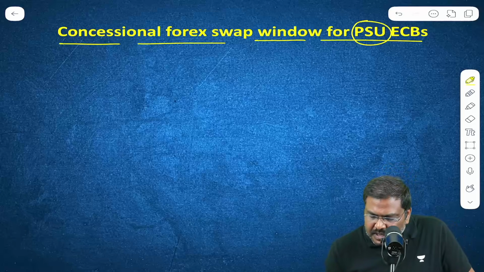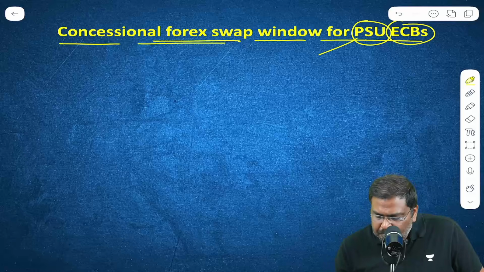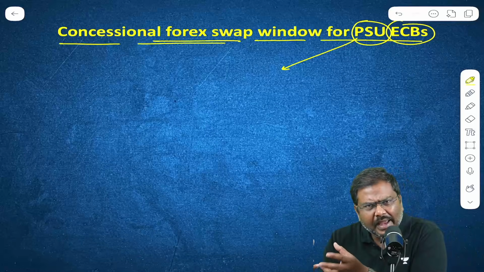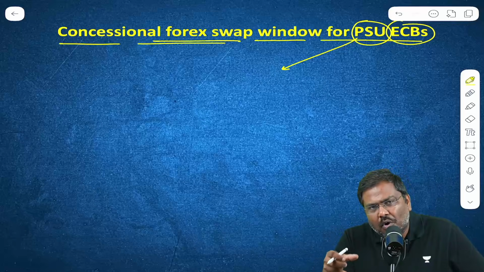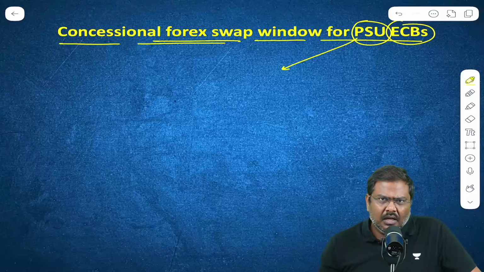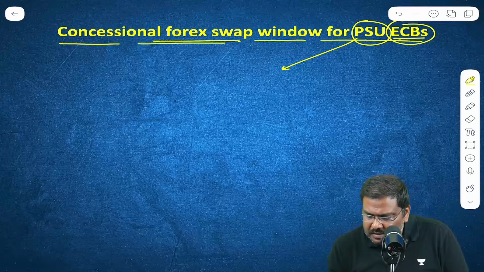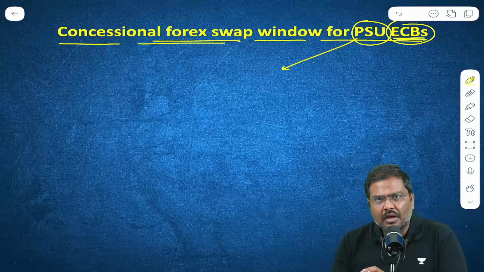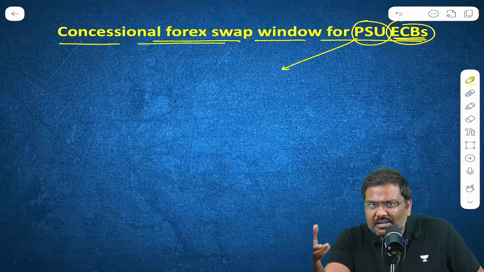Now, next, concessional Forex swap window for PSU ECB. The two technical terms are PSU ECB and Forex swap window. Let's start. The public sector undertakings will require a lot of money to spend on, let's say, infrastructure or capital formation. But the problem is the borrowings that they do from the domestic market, the rate of interest on that could be higher. So they are allowed to borrow from the external market under the route called external commercial borrowings, ECB.